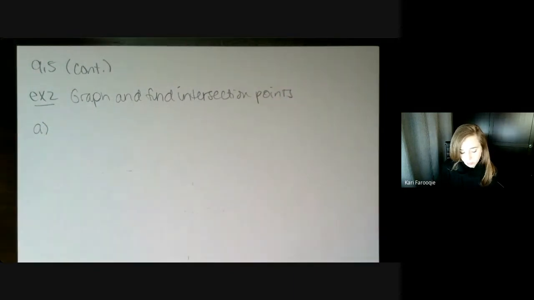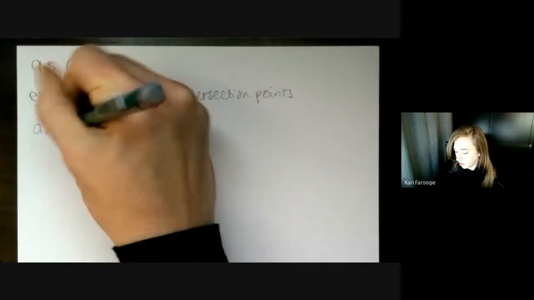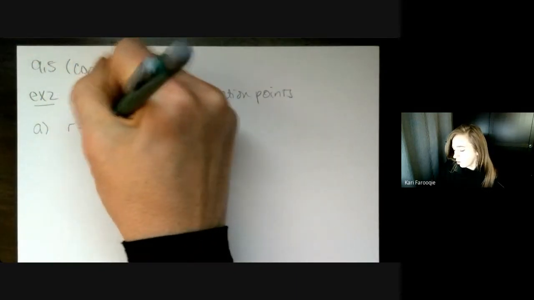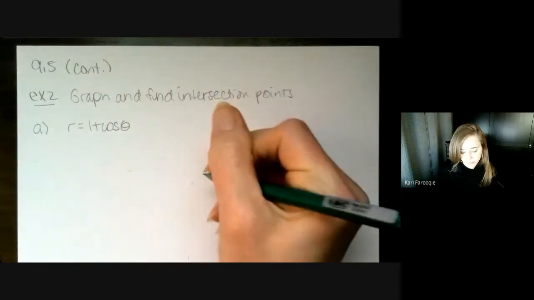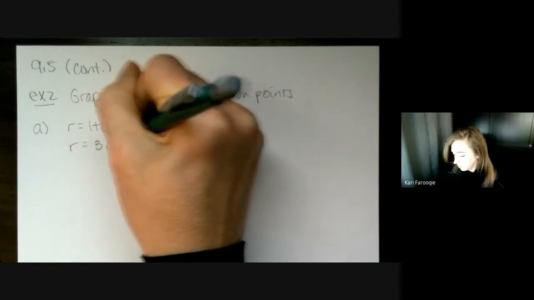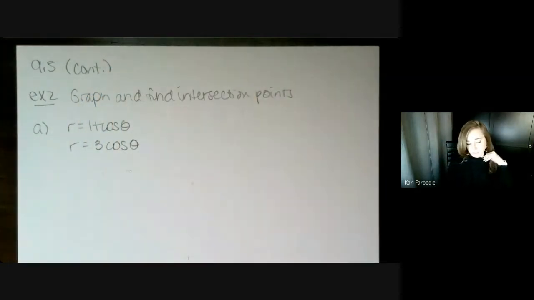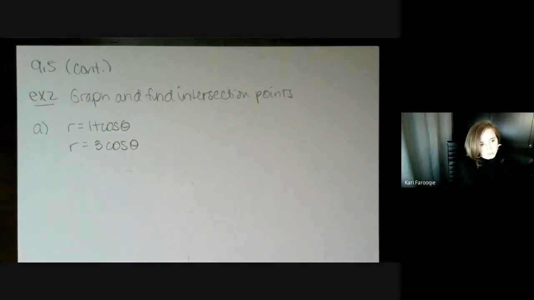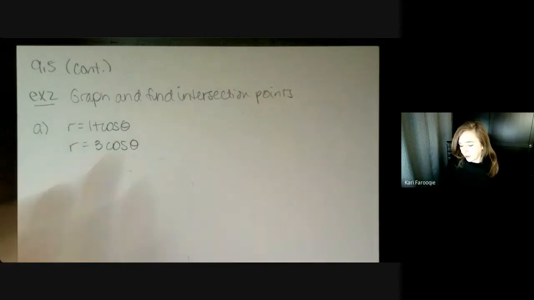So one set of equations I wanted to look at was R equals 1 plus the cosine of theta, and R equals 3 cosine theta. I might even have an example using these in 9.6. They sound really familiar, but they all start to sound familiar after a while. They all look basically like this.